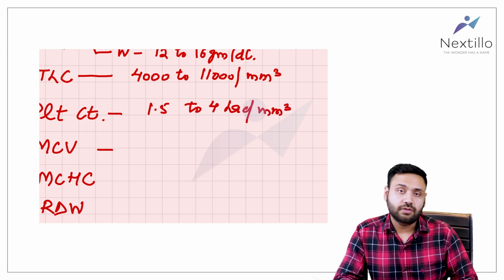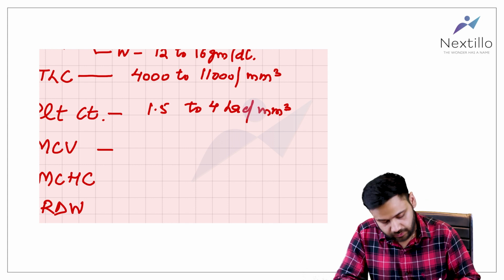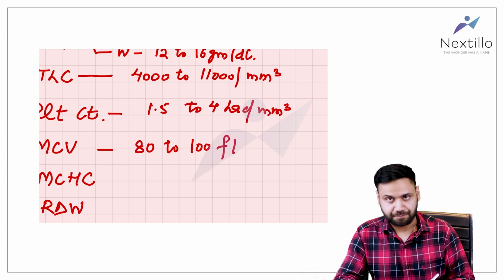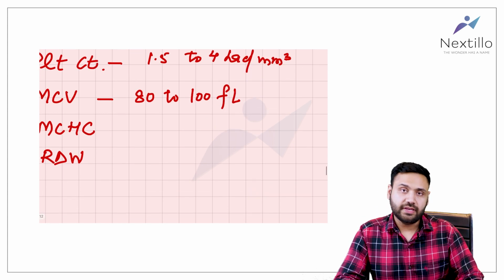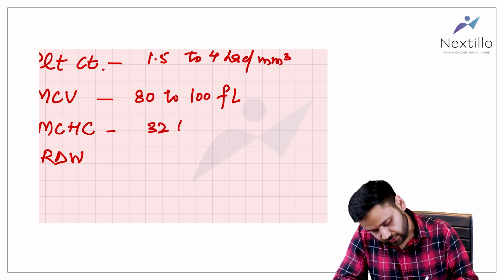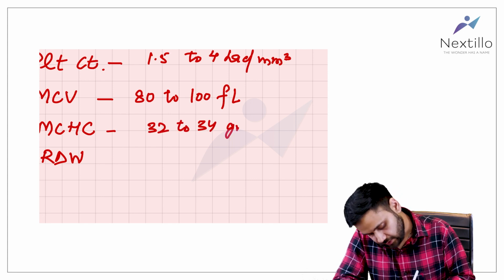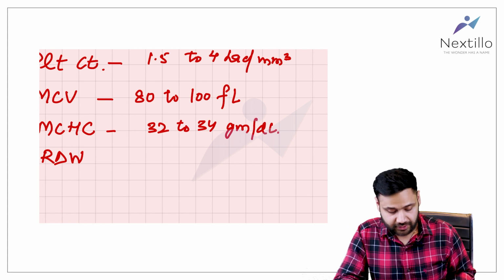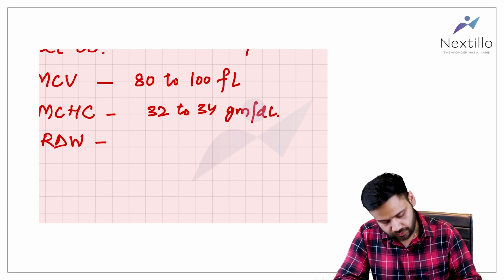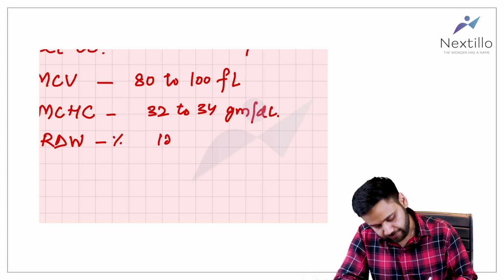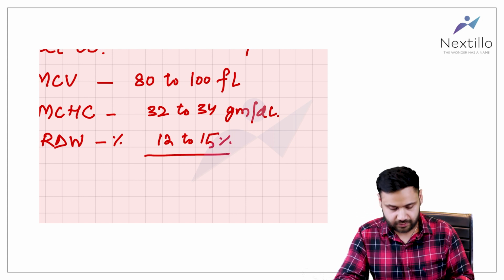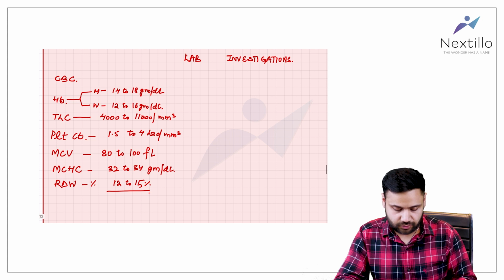The normal MCV is between 80 to 100 femtoliters. The next one is MCHC. It is normally between 32 to 34 grams per deciliter. The red cell distribution width is expressed in the form of percentage. It is normally between 12 to 15%. We are done with the values of CBC.